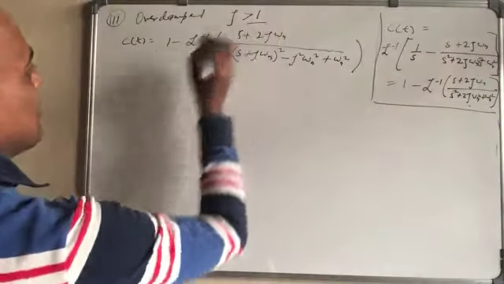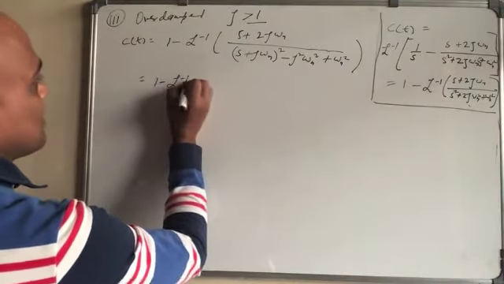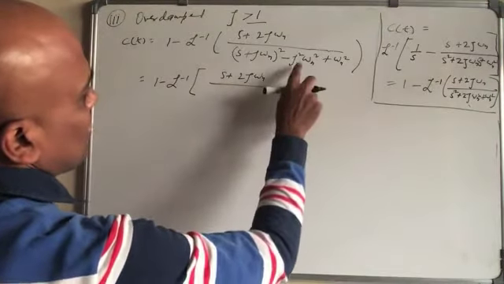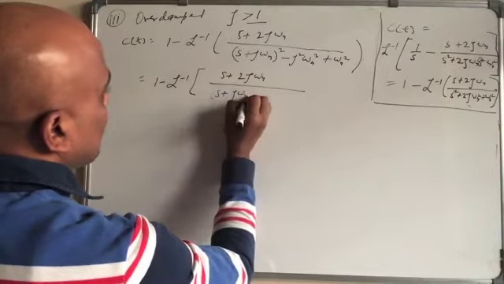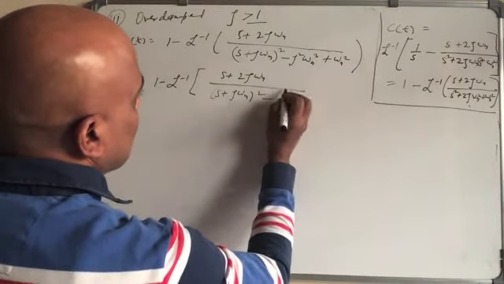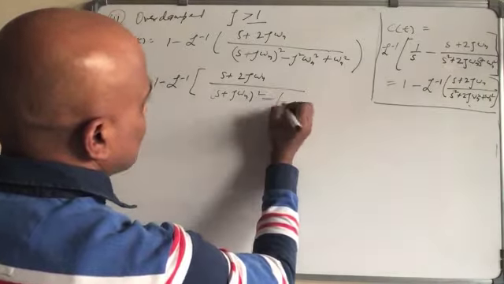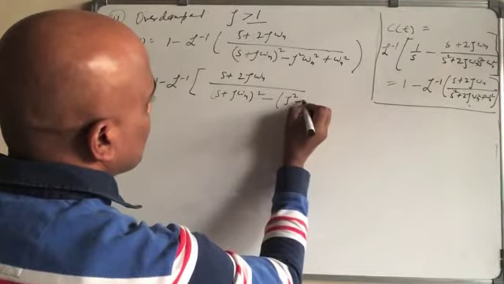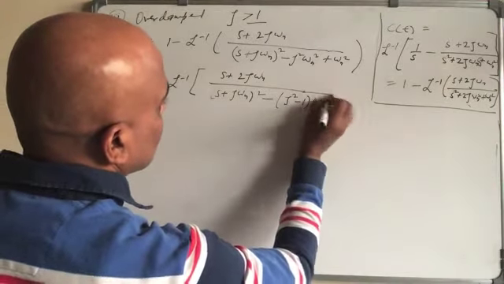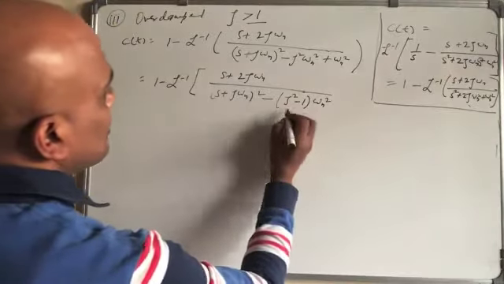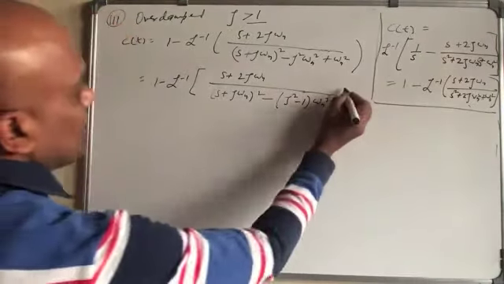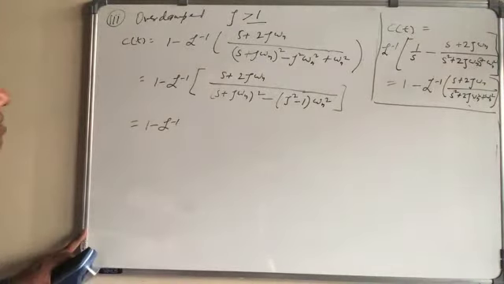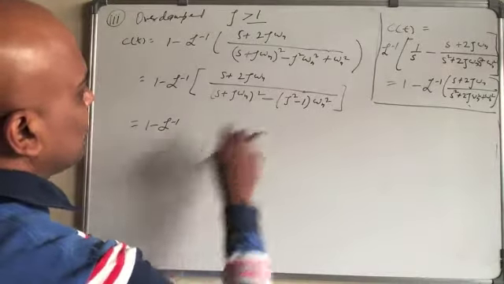However, since zeta is greater than 1, we can write it like 1 minus inverse Laplace transform of S plus 2 zeta omega n divided by S plus zeta omega n square minus zeta square minus 1 omega n square, right? Since zeta is greater than 1, this will be a positive number. Yeah, we write like this, equal to 1 minus L inverse, and we will have two parts of this.